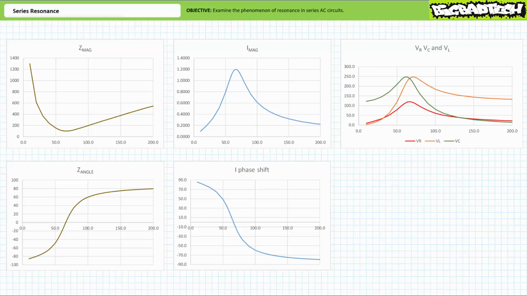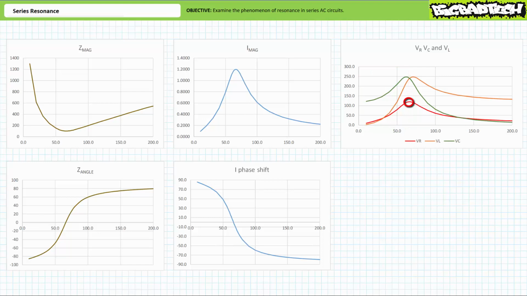Again, it's worth a moment of time to consider the importance of each curve and their relationship to one another. Again, divide this plot into 3 sections: left, center, and right. Left. At low frequencies, the capacitor presents the largest impedance and drops the majority of supply voltage. As such, there's not a lot of voltage left over for the resistor and inductor.